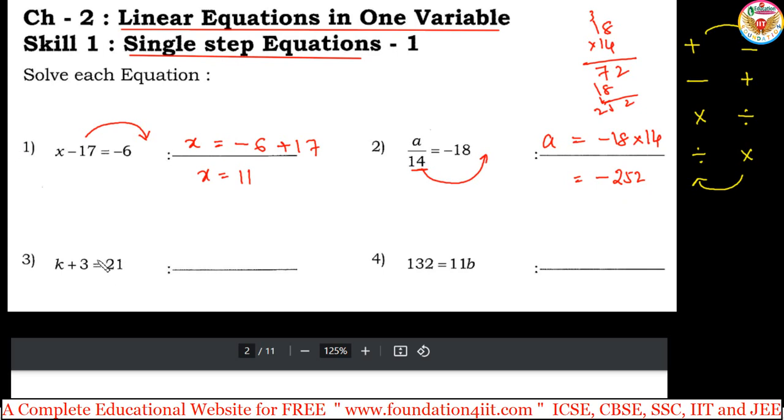Similarly, plus 2 becomes minus. K is equal to, write 21 as it is, then plus 3 becomes minus 3. That is 18. K is equal to 18.